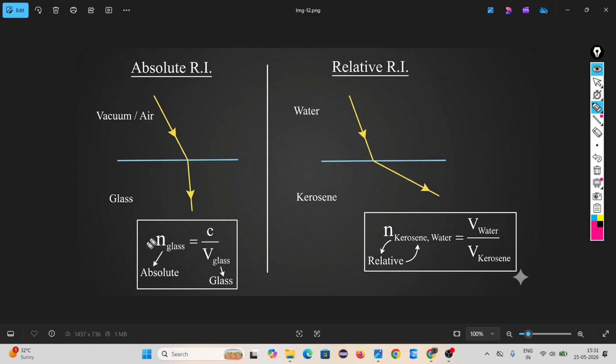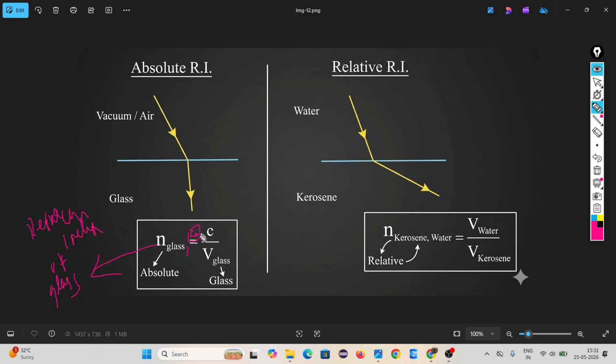Okay. Actually, here the meaning is, you have to remember, if n of glass is written, that means refractive index of glass. If there is nothing after the comma, that means you have to understand the first medium is air. That means this belongs to absolute refractive index, or that means the first medium is air.